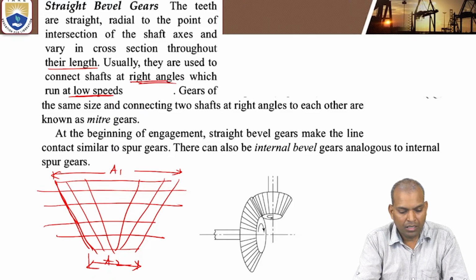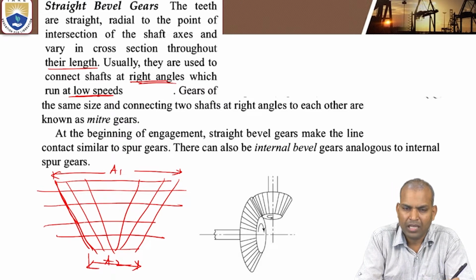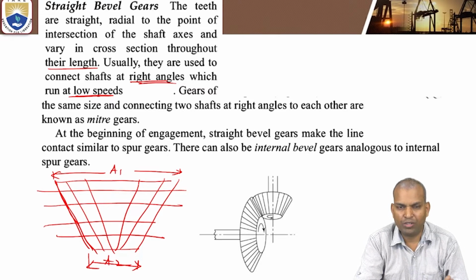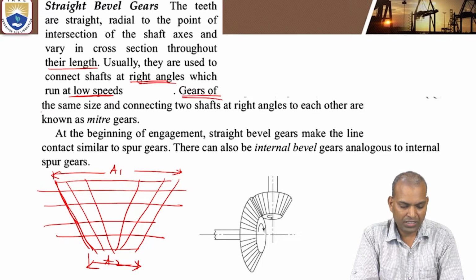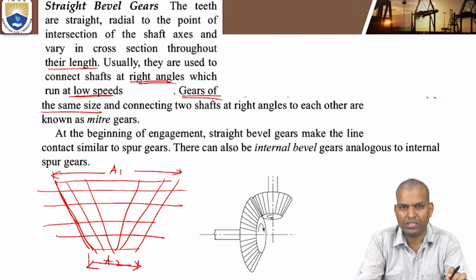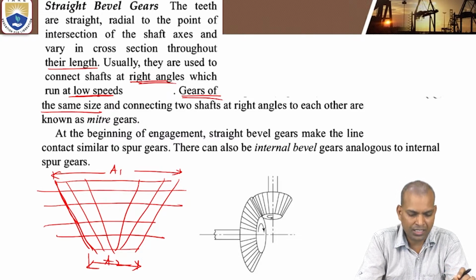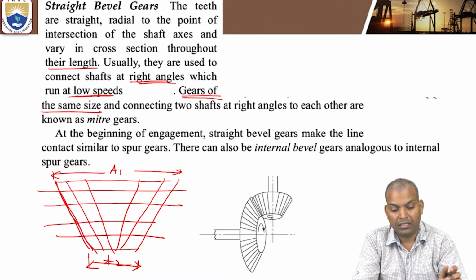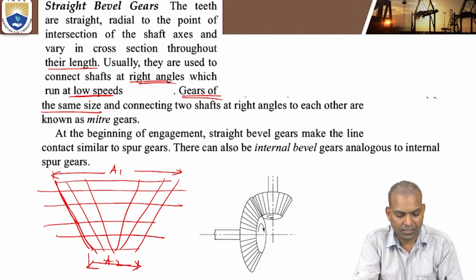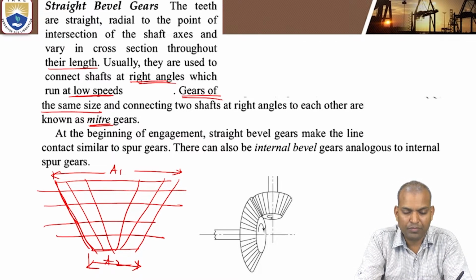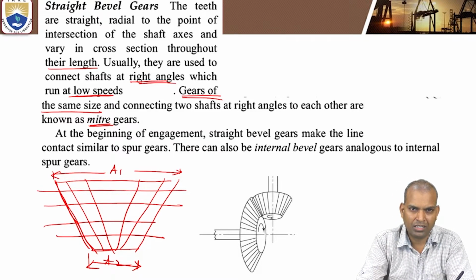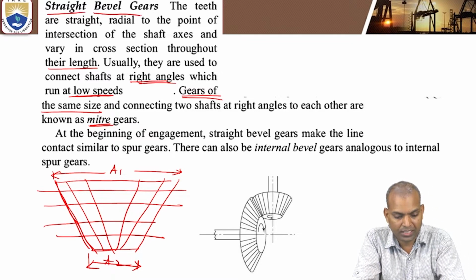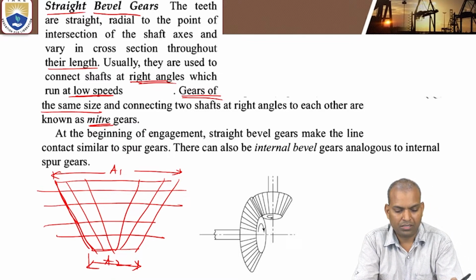And one more thing, what is a miter gear? Miter gears are small in size and connect two shafts at right angles to each other. Both gears are of the same size and have the same number of teeth, connecting at right angles. Those types of gears are known as miter gears. These miter gears come under the category of intersecting shafts and also under the subcategory of straight bevel gears.